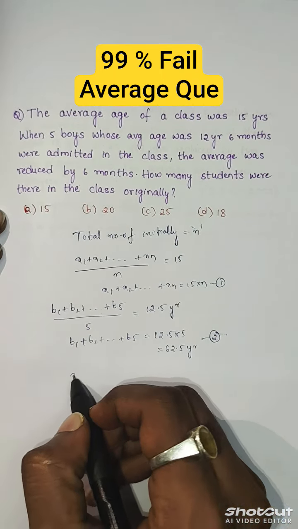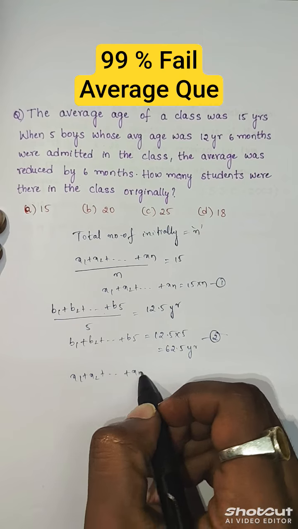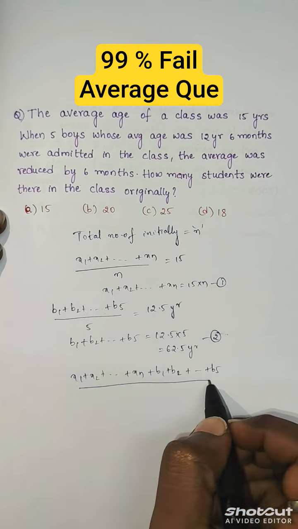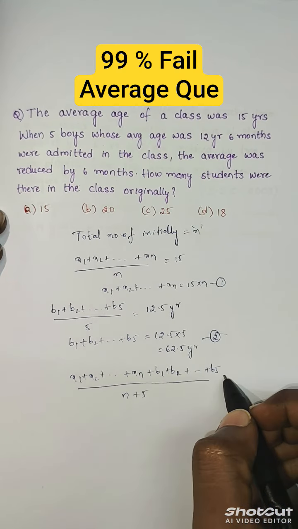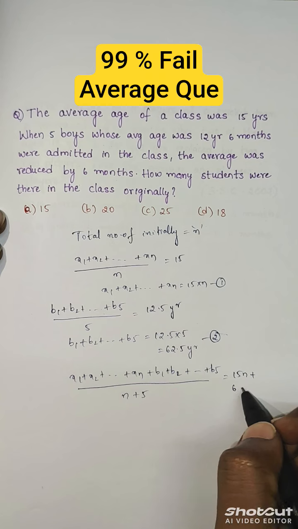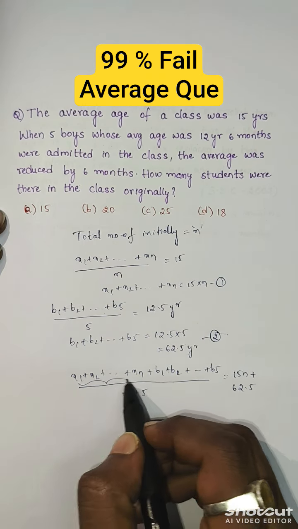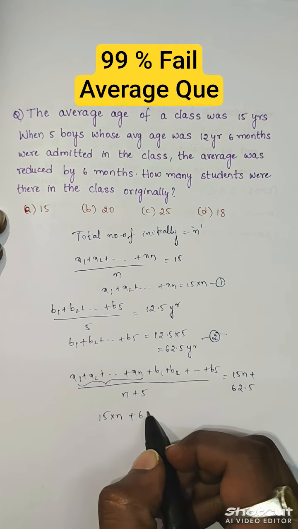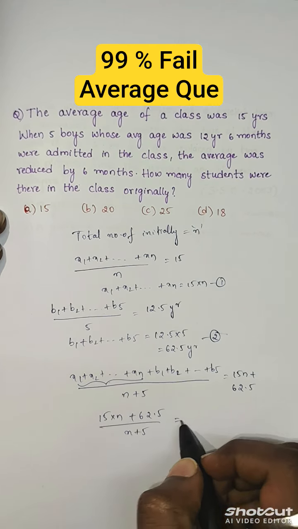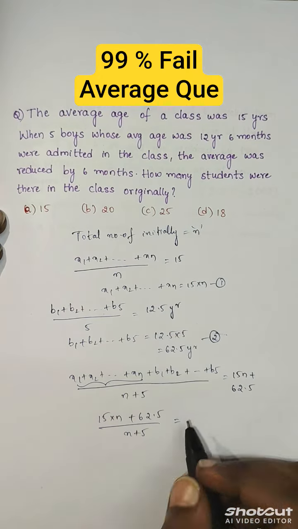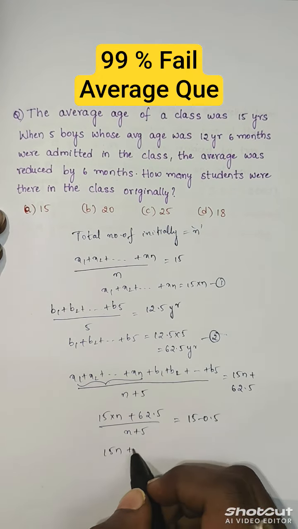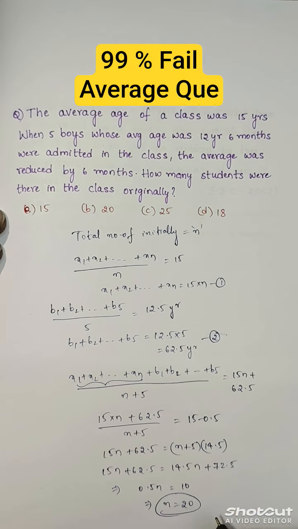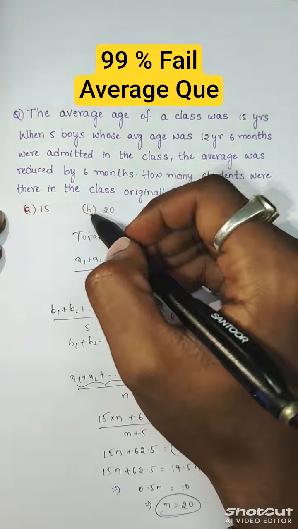So adding equation 1 and 2, x1 + x2 + ... + xn + b1 + b2 + ... + b5, taking the average, that is divided by n + 5, that becomes 15n + 62.5, and from this we can say that (15 into n + 62.5) / (n + 5) is equal to 15 minus the reduction of 6 months, that is reduced by half a year. 15 minus 0.5. Solving this, n = 20. So the total number of students are 20 initially. So option B is the correct answer.